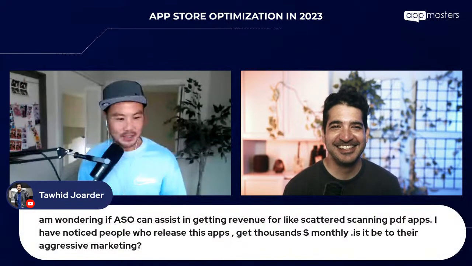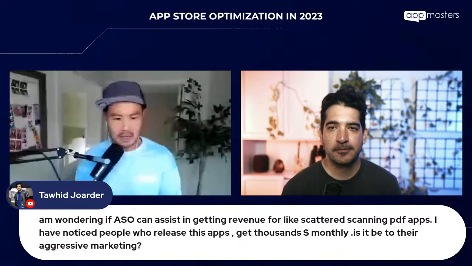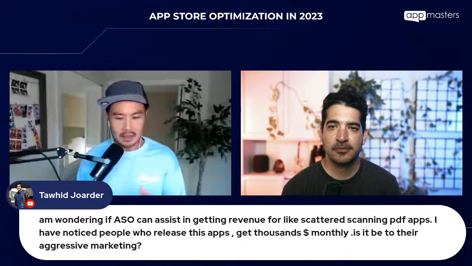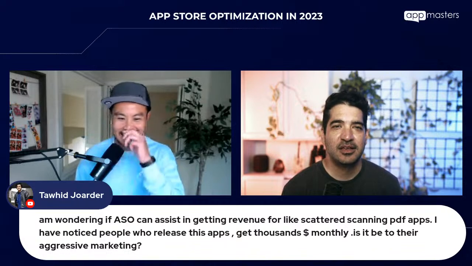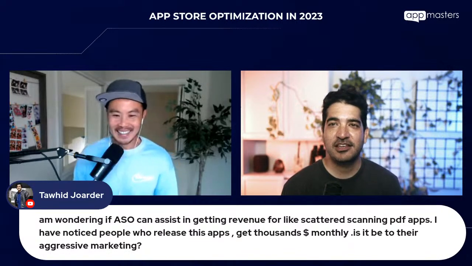All right, we're going to close it out with this. I'm wondering if ASO can assist in getting revenue for scanning PDF apps. I've noticed people who release these apps make thousands of dollars. Is it better to go with aggressive marketing? I think this is a scattered question, but I think I have an answer.